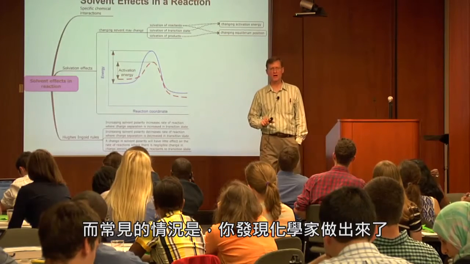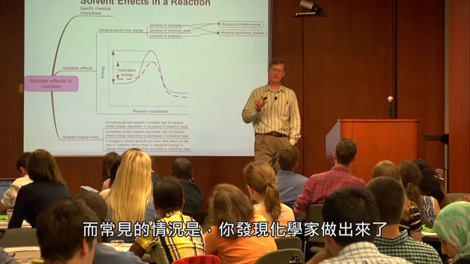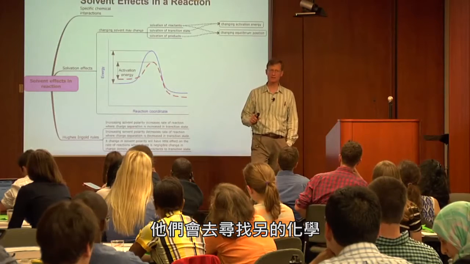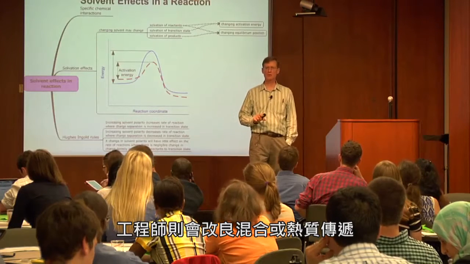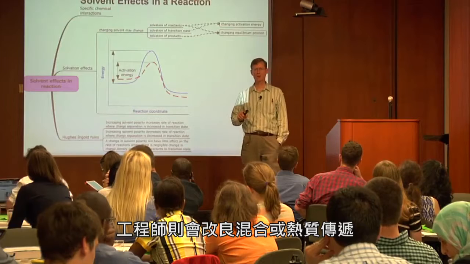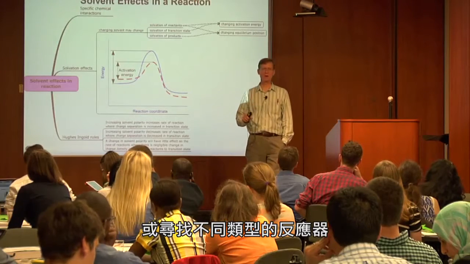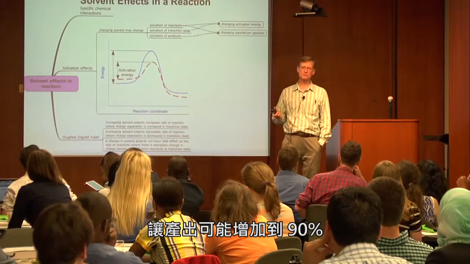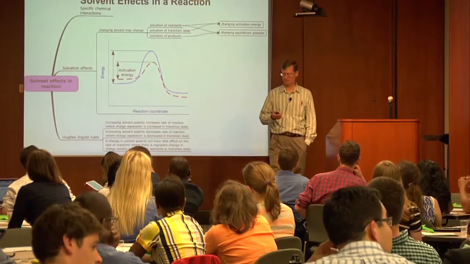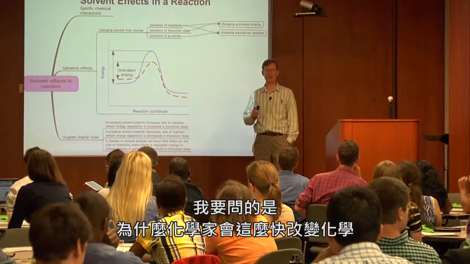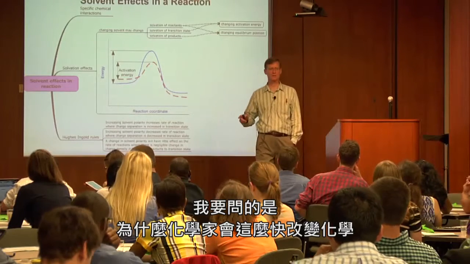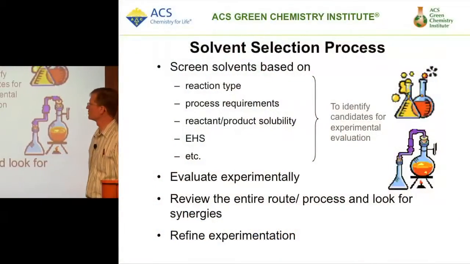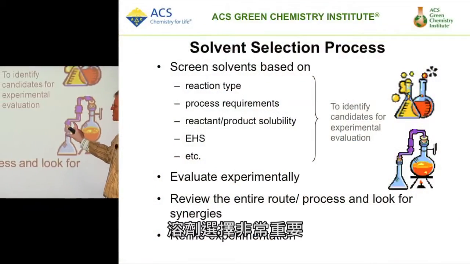And typically what you'll find is a chemist, if they end up with a yield, say 80% yield, they'll go and look for another chemistry. The engineer will go after mixing or heat and mass transfer or a different type of reactor and possibly get that yield up to 90+%. The question is, why are chemists so quick to change their chemistry and not use some more engineering in what they do? So solvent selection is extremely important.